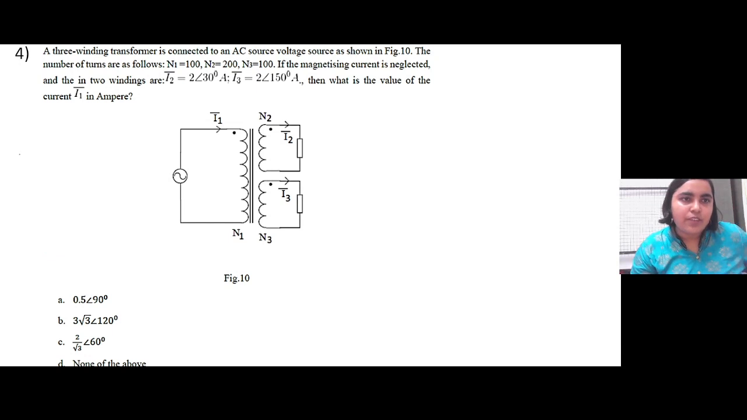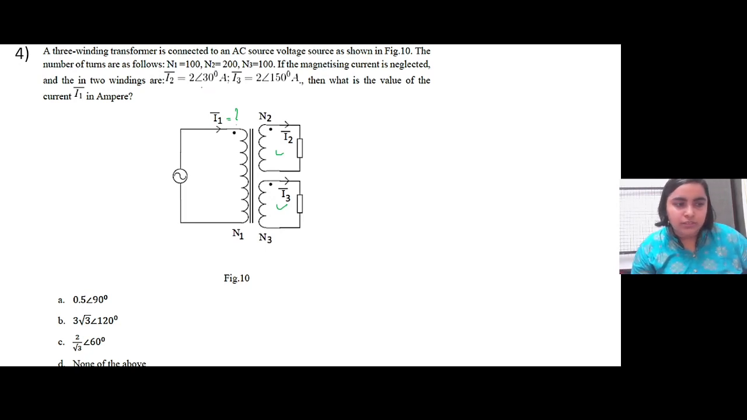In this case, a three-winding transformer is connected to an AC source voltage, as shown in this figure. The number of turns N1, N2, and N3 are given, and the magnetizing current is neglected. In the two windings, I2 and I3 are given. So what is the value of I1? You have to calculate this unknown current.